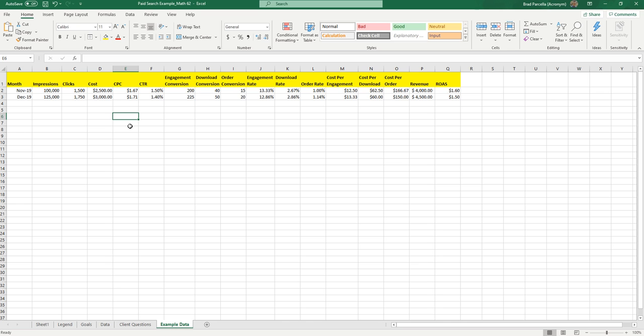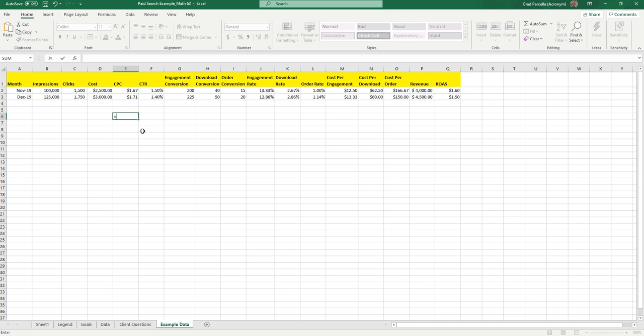Specifically, they're going to ask you how things performed year over year or month over month. What that means is, how did December 2019 perform versus November 2019? Or how did December 2019 perform versus the previous year's December? So that is a calculation that we use in the industry quite a bit to evaluate and analyze performance.